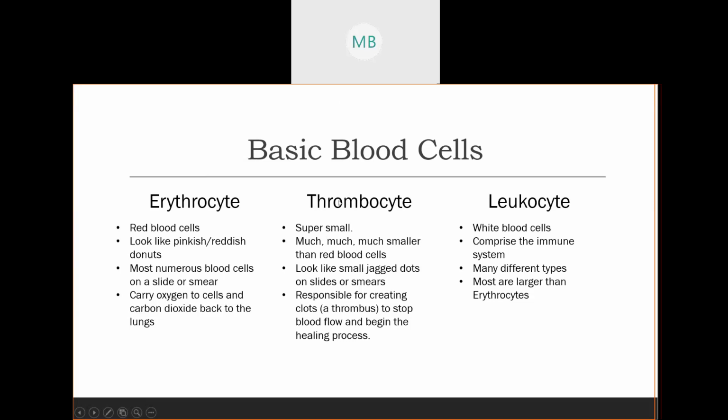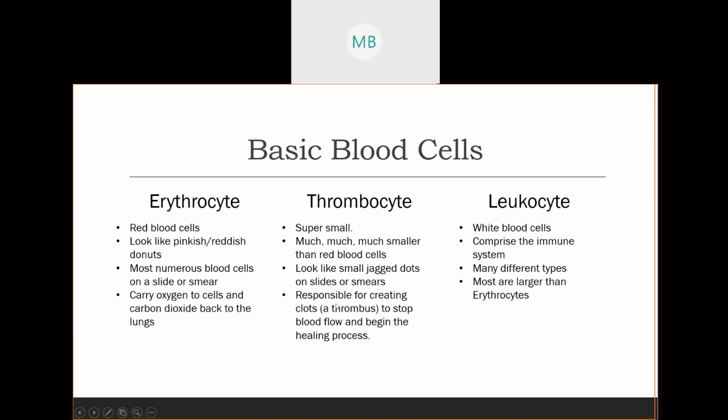Thrombocytes are super small. They are the smallest things that we are looking at in this video. Thrombo is your medical terminology combining form for talking about a blood clot or a thrombus. And cyte means cell, so these are clotting cells in your blood. They are very, very much smaller than your red blood cells by comparison. They look like small little dots. Sometimes you can see the jagged edges on them depending upon your blood slide or smear.